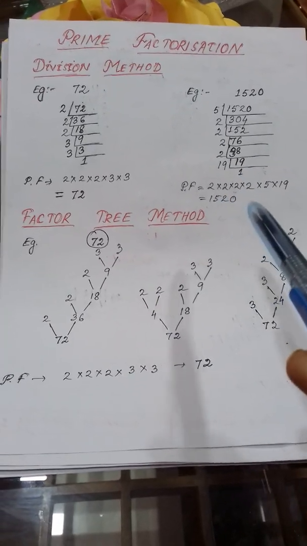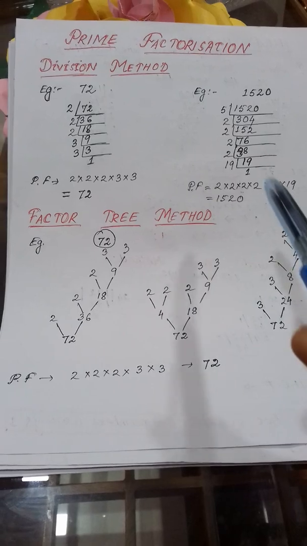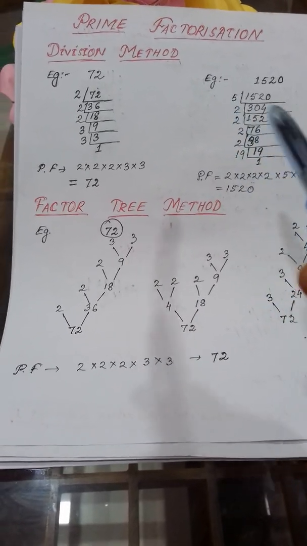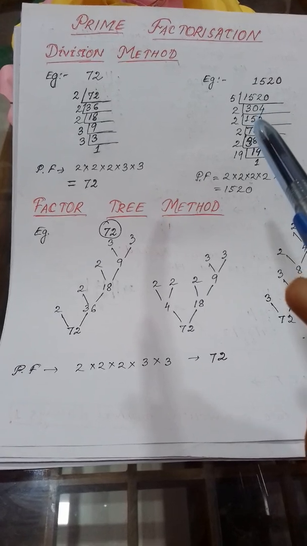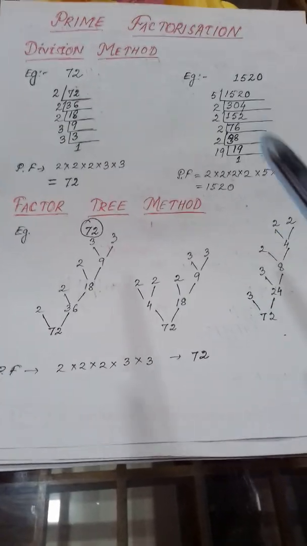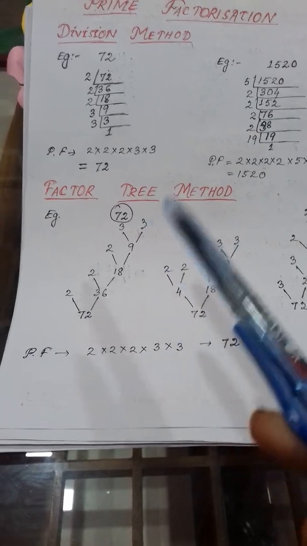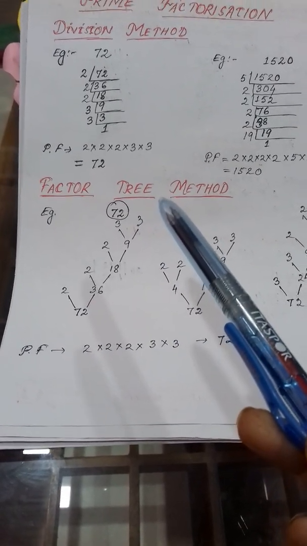And at last the main factors will remain the same by whatever number you use, whichever prime number you use. Got it, students? So this is the division method. Next one is the factor tree method. Factor tree, why is its name tree?